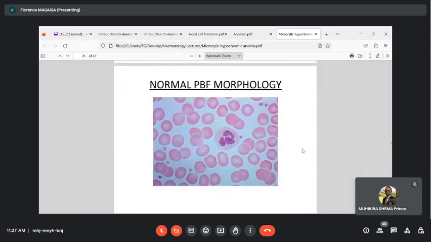Here you have your normal peripheral blood film. You look at the peripheral blood film, you see a red cell which is normocytic, normochromic. But when you go to the central pallor, which occupies 1/3 of the cell, this is a normal morphology. The variation is not seen. You see, most of them are somehow the same size.